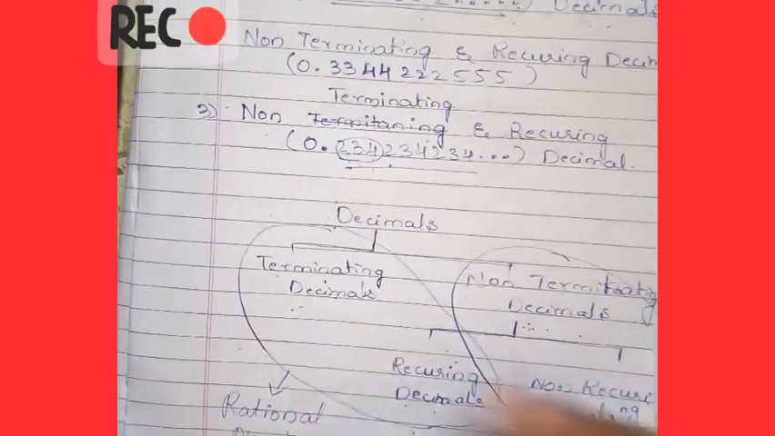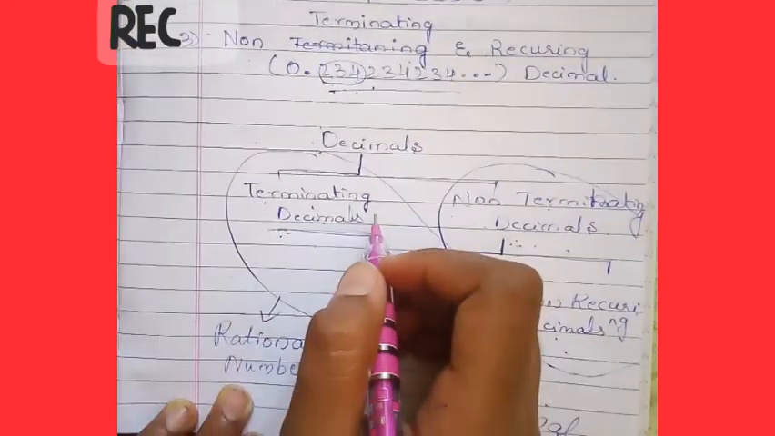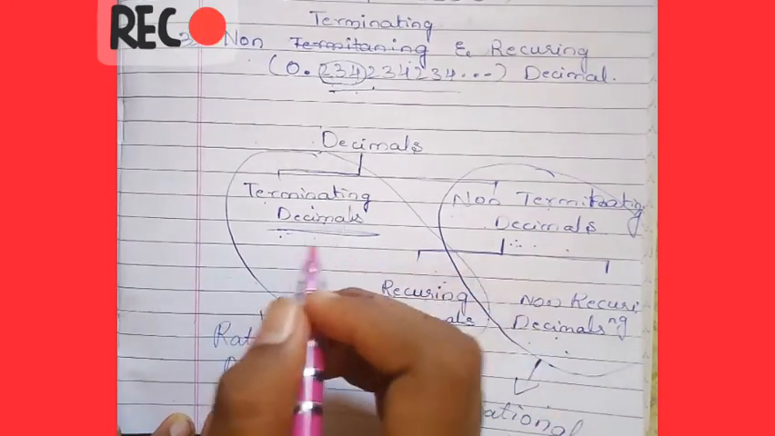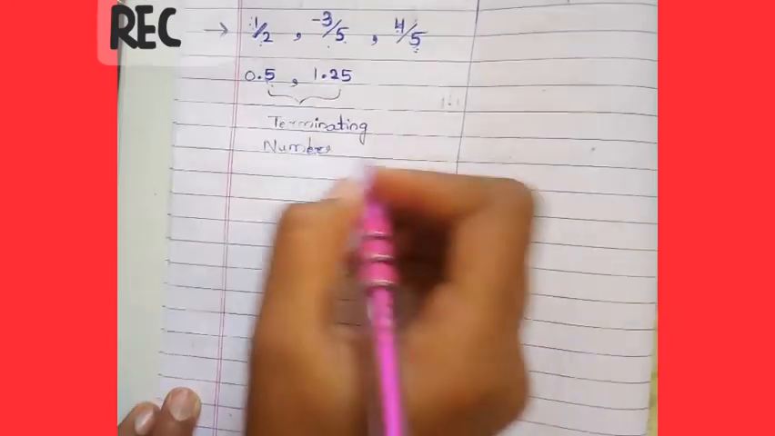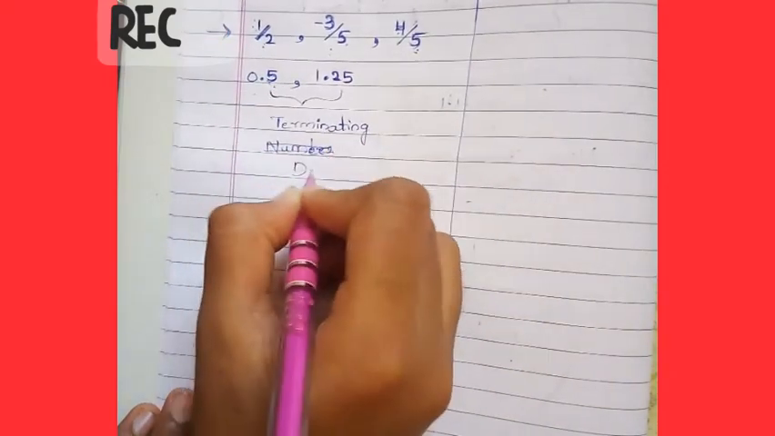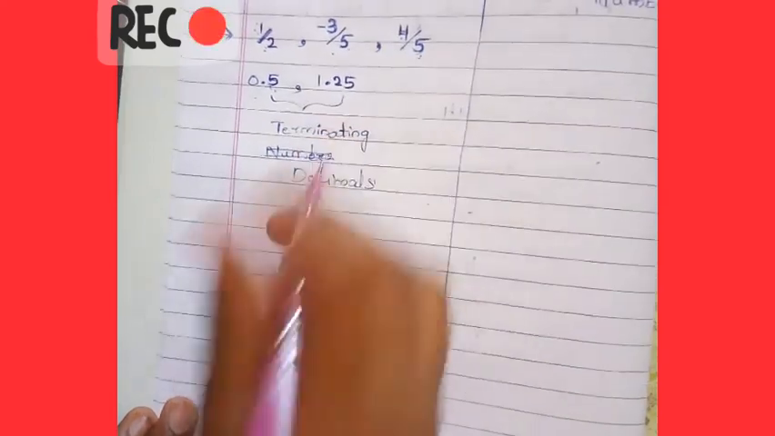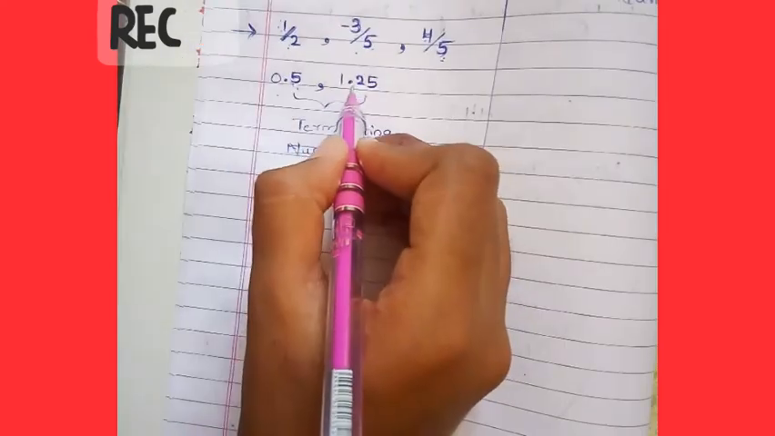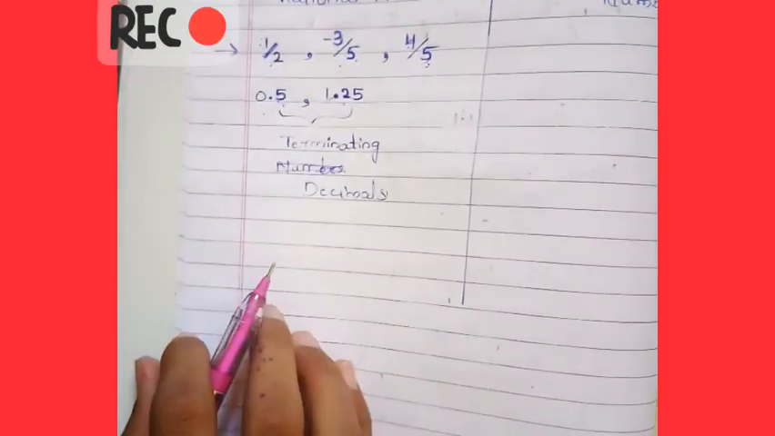So as we learnt here, those were terminating decimals. That's why those are rational numbers. So 0.5 and 1.25 are terminating decimals. Why? Because there are finite numbers after the decimal point.